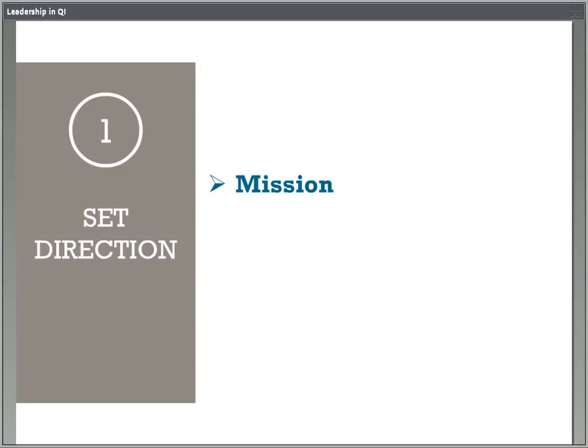A mission statement might answer these kinds of questions. What is the division's purpose? Who are we? What do we do? And what's our role?